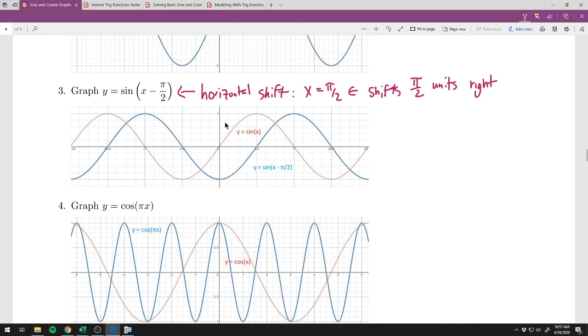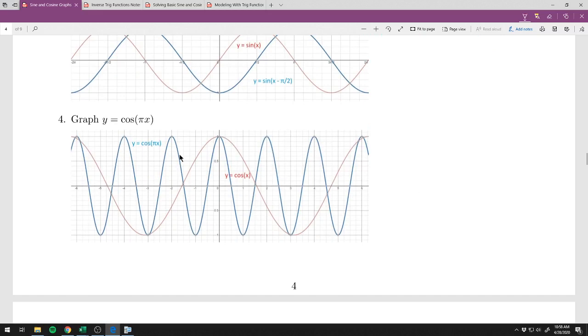The red one is y equals sine of x, our normal one. And the blue one is the graph shifted pi over 2 to the right. Each one of these hash marks is pi over 2. And we're shifting pi over 2 to the right. But nothing else changes.